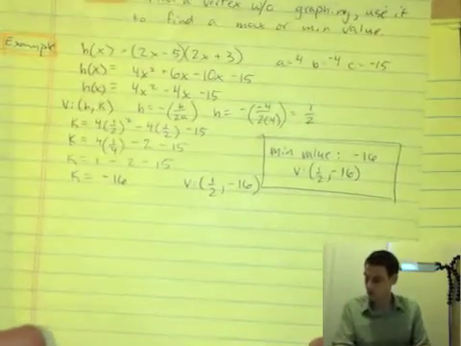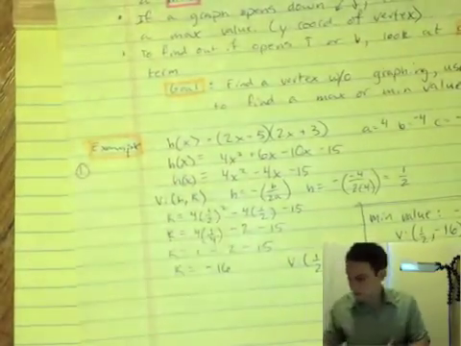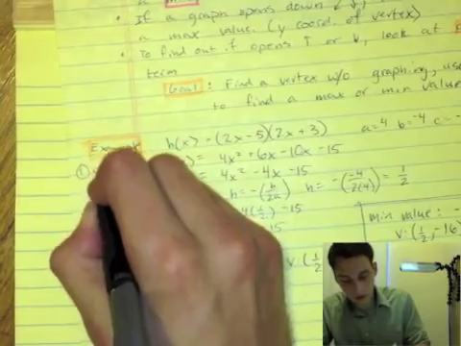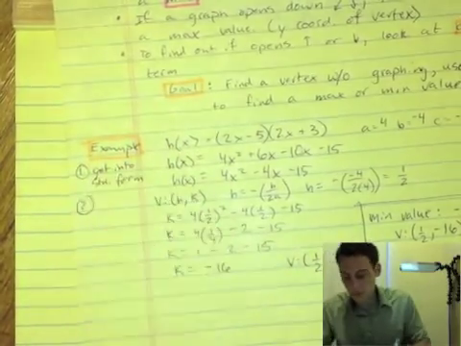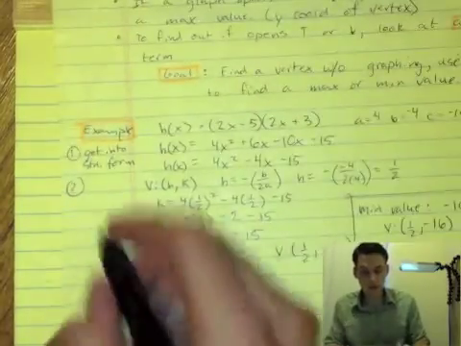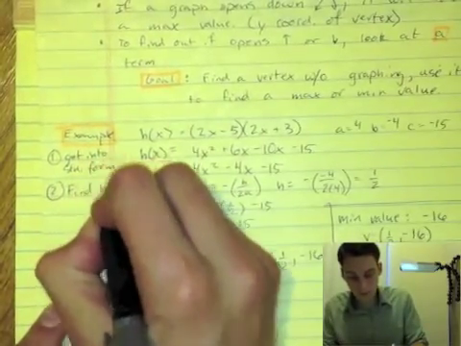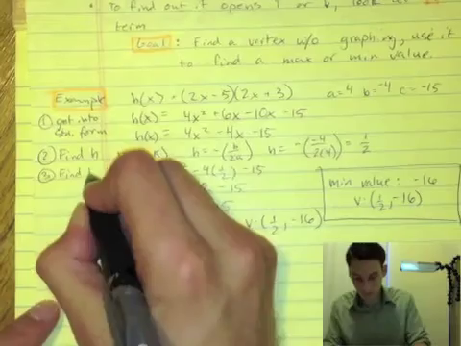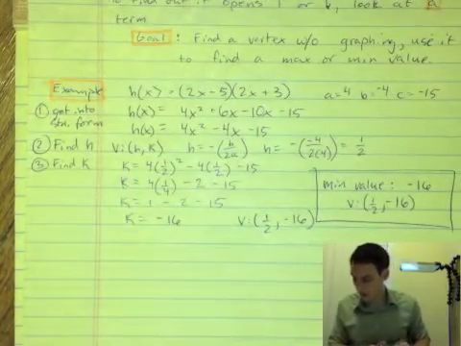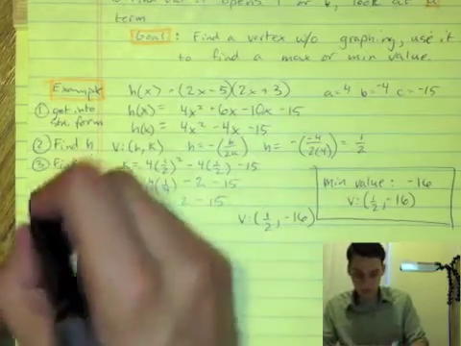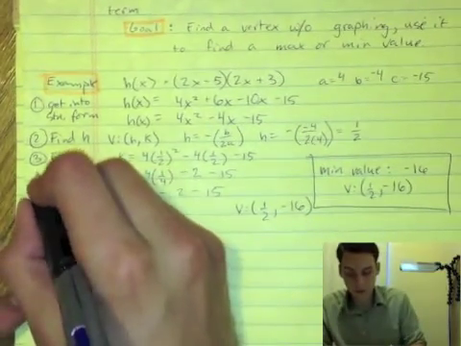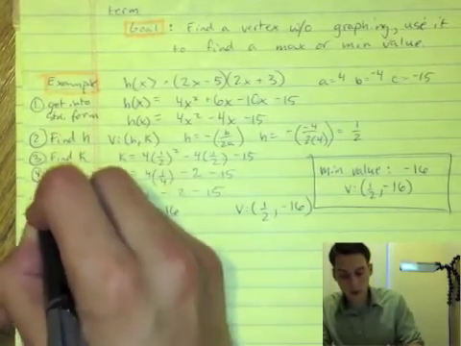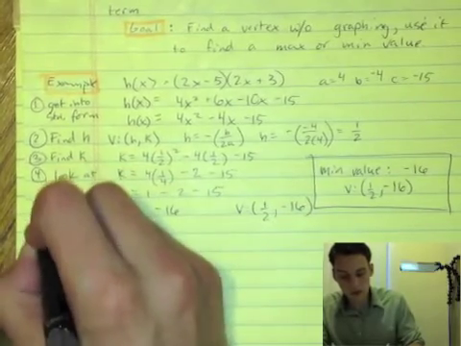Those are our answers. So let's write down our steps. First, get into standard form. Second step, find h like we've been doing. Third step, find k by plugging h in. And then you'll have your maximum or minimum. Look at the y coordinate of the vertex.